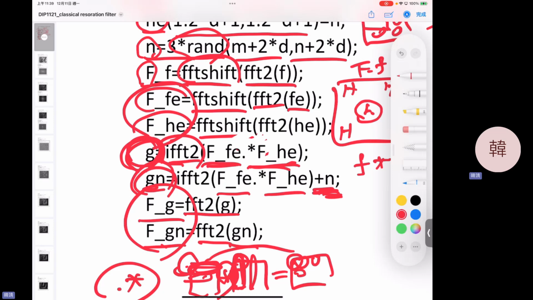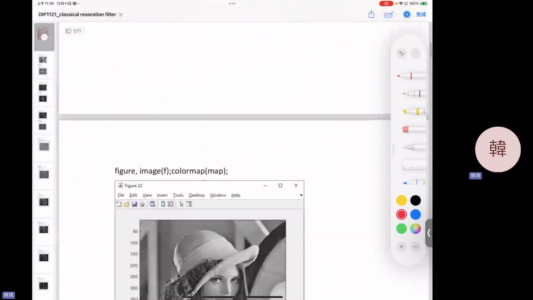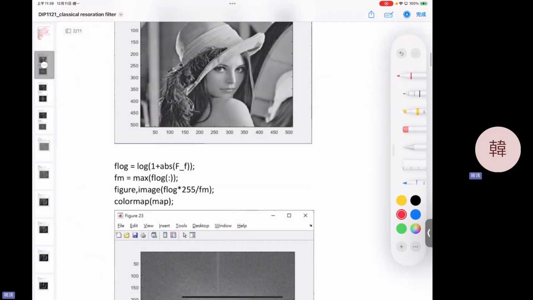Okay, so remember, if we look at this symbol, we know what it represents. A capital F is in the frequency domain. With N, it is with additive noise. F is the original image, with E is the extended image, and H is the blur function, with E is extended. And let's see, if I give you the image here, Lena, we want to see the Fourier frequency spectrum of this image.